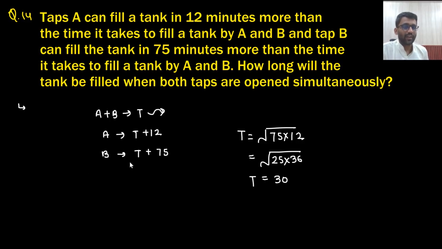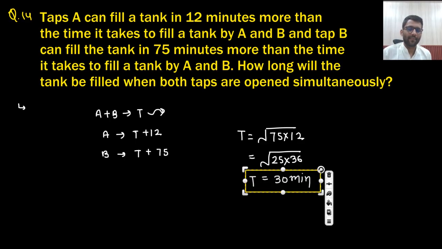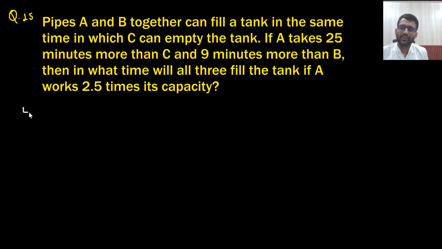So we don't need to solve any equation over there. I told you T plus 12, T plus 75, that means T will be 30 minutes. How long will it take for the tank to be filled if both taps are open simultaneously? 30 minutes. That's it. Let's see the next one.